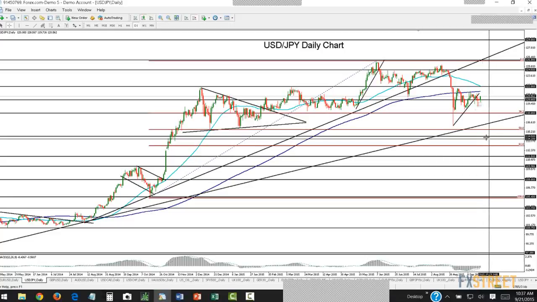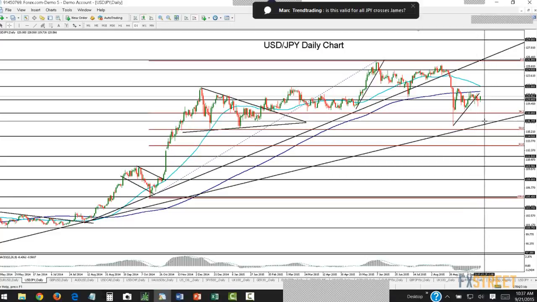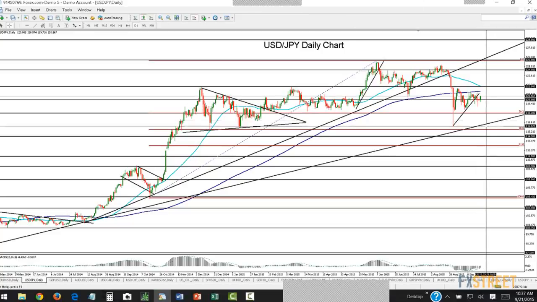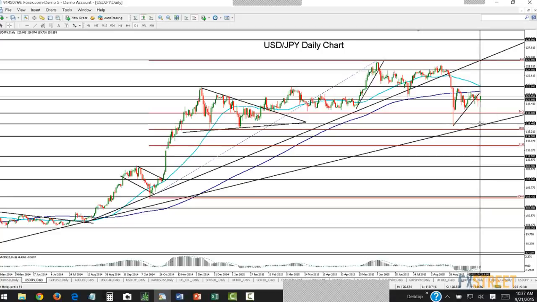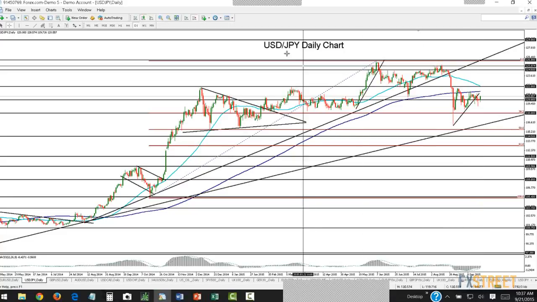Now, although I see downside for dollar yen because of the equity market volatility, the downside for dollar yen is likely to be limited because of the strength of the U.S.